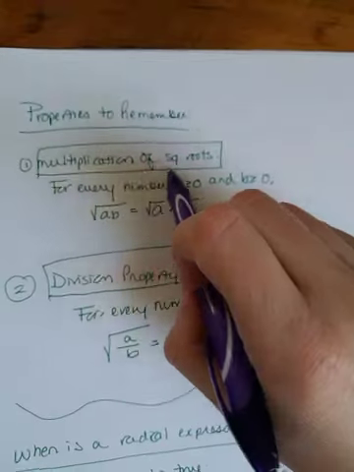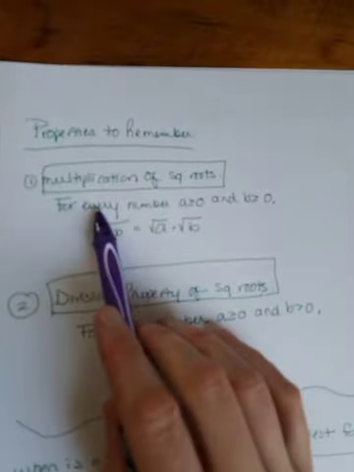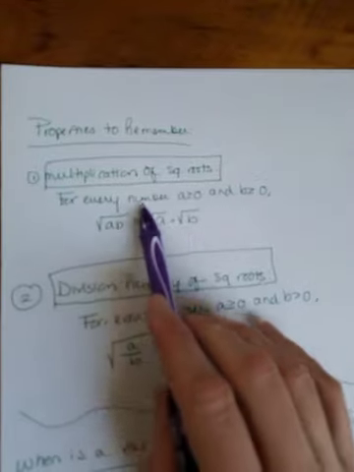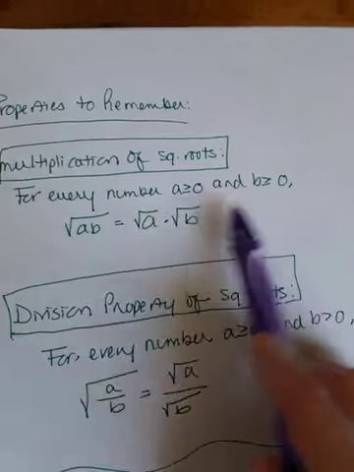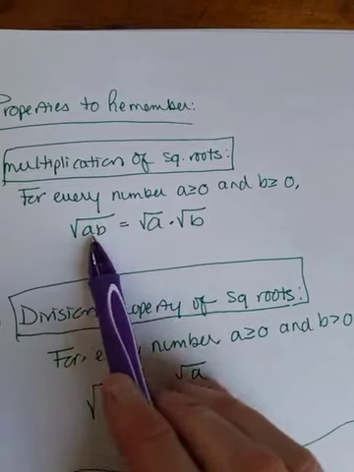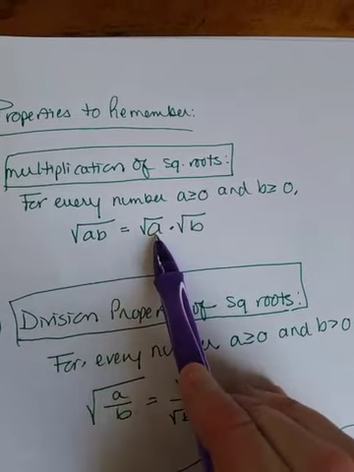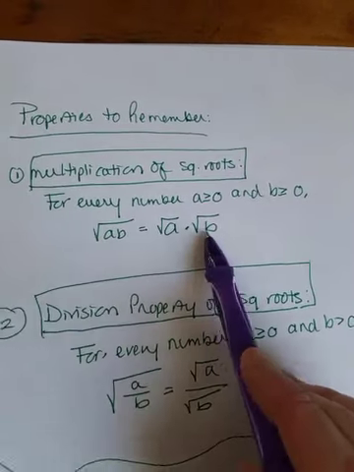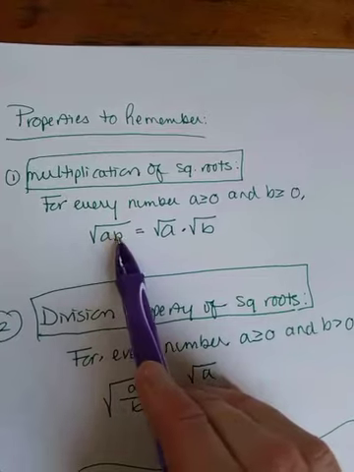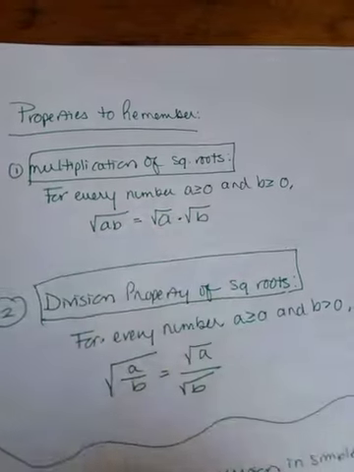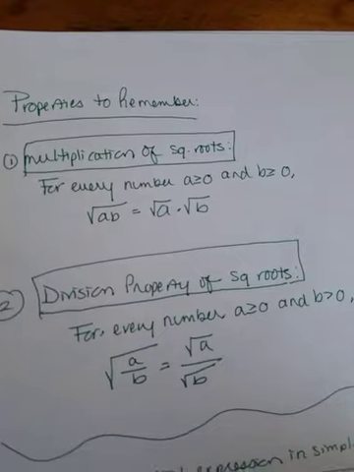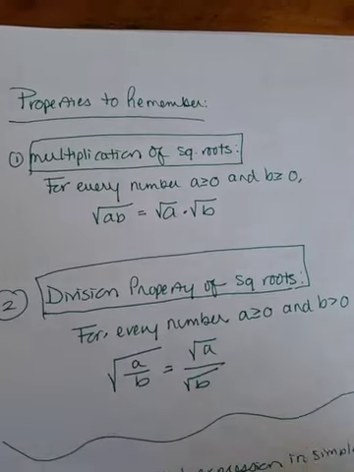Remember, multiplication of square roots. Remember writing this down. I remember you guys being annoyed. For every number a greater than or equal to 0 and b greater than or equal to 0, the square root of ab is equal to the square root of a times the square root of b. So that's just saying if you're taking the square root of two terms that are being multiplied together, you can take the square root of each. And I hope you remember this because we spent a really long time using this property.